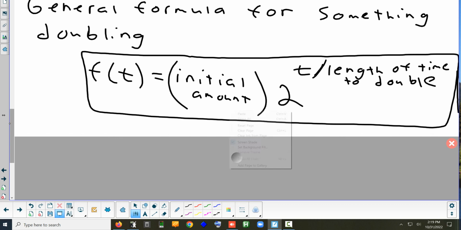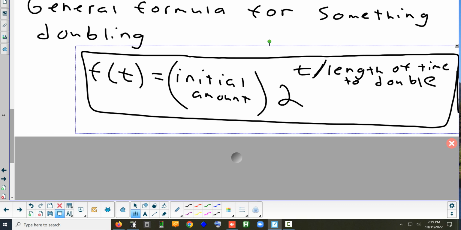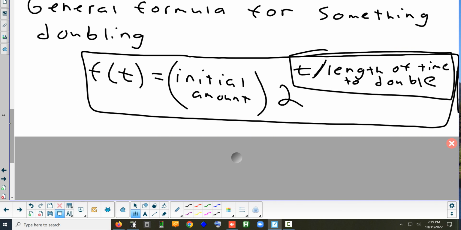Start with the initial amount times 2. But that exponent that I just put a box around, that has to be the number of doubling cycles. So for example, let's say something doubled every 8 hours. And 1 day had gone by. How many times would something double if it doubles every 8 hours after a period of 1 day?